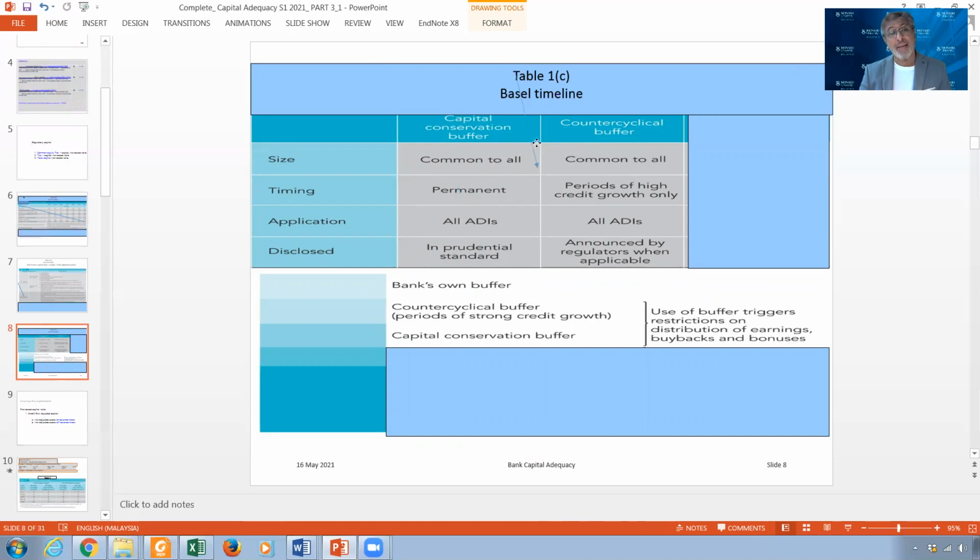Now, we have another one, which is 2.5, but we don't apply it. And if we apply it, the minimum total capital will go to 13%. And this will make European banks especially crazy to hold 13% just as capital. This one, we call it the counter-cycle buffer.